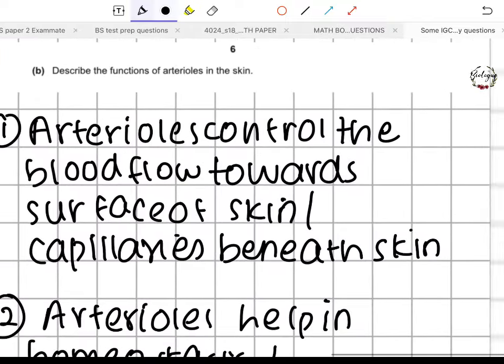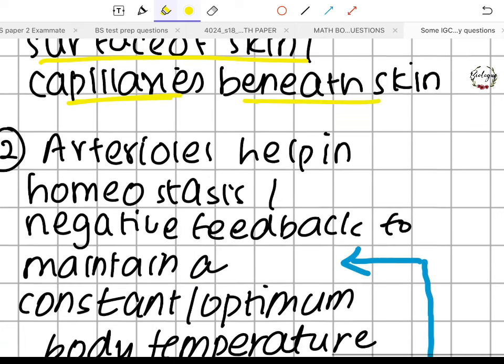Okay, so describe the function of arterioles in the skin. Now this is a good question. Arterioles in the skin control the blood flow towards the surface of the skin. We know that because of vasoconstriction and vasodilation, arterioles control the blood flow in the capillaries near the skin surface, in the capillaries beneath the skin, right?